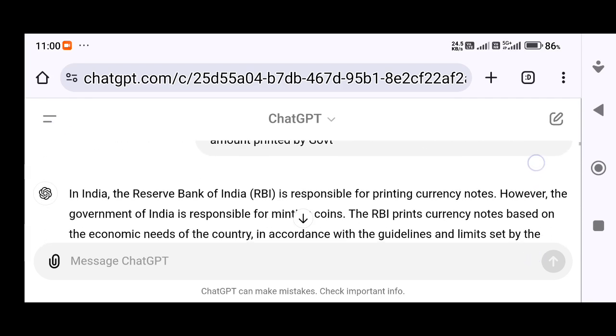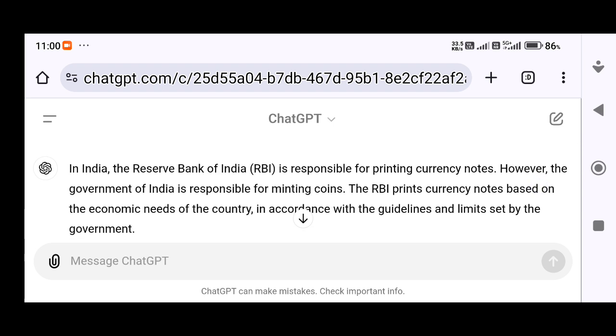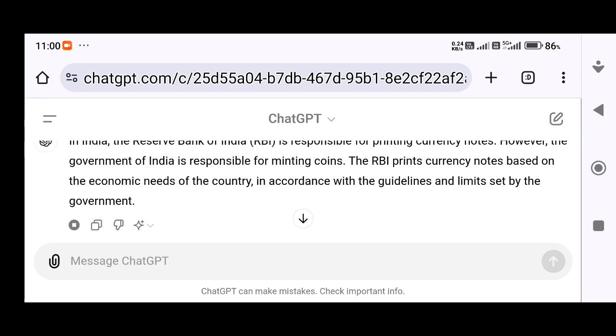In India, the Reserve Bank of India, RBI, is responsible for printing currency notes. However, the government of India is responsible for minting coins. The RBI prints currency notes based on the economic needs of the country, in accordance with the guidelines and limits set by the government.